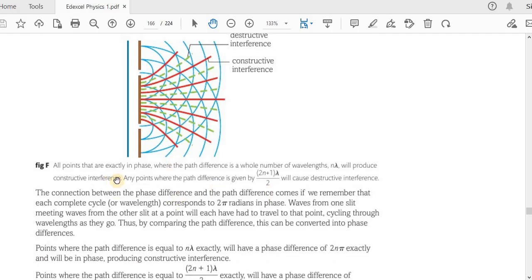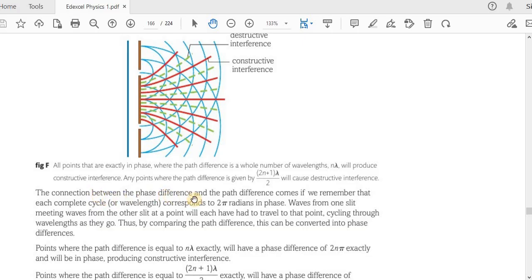That is what is explained here. All points that are exactly in phase, where the path difference is a whole number of wavelengths, n lambda, will produce constructive interference. Any points where the path difference is given by this: if you substitute 1 here, you will get 3 over 2, which is 1 and a half. See, that corresponds to destructive interference.